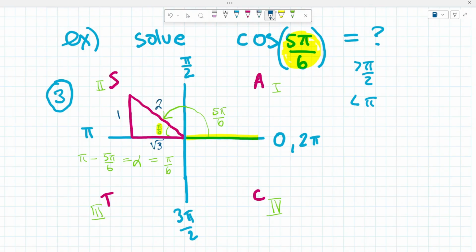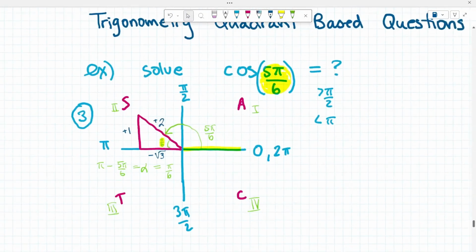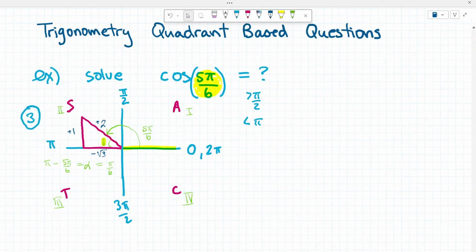Now we have to determine whether each of our side lengths is positive or negative. Starting with the radius or the hypotenuse, that is always going to be positive, so we can leave that as positive 2. In this case, the 1 over here is above the x-axis, so it's going to be positive 1. What about our root 3? Well, this is on the negative side of our x-axis, so that has to be negative root 3. So now that we have our triangle all written out, the last thing we have to do is step 4, which is to figure out our ratio.